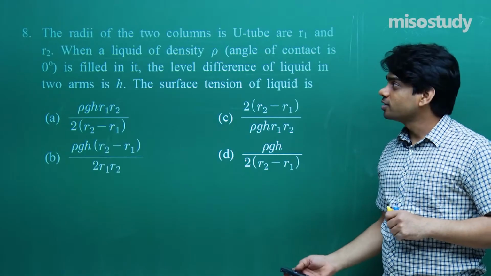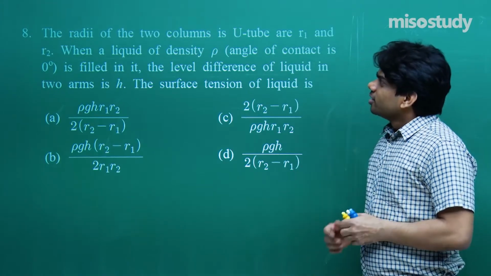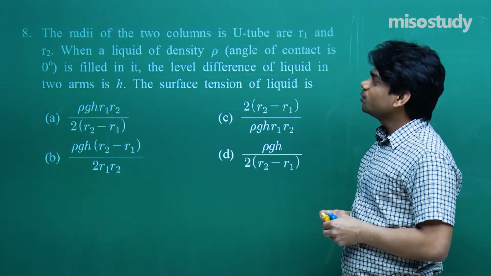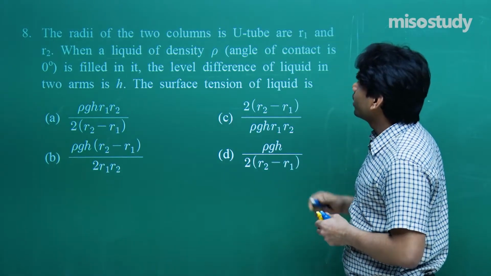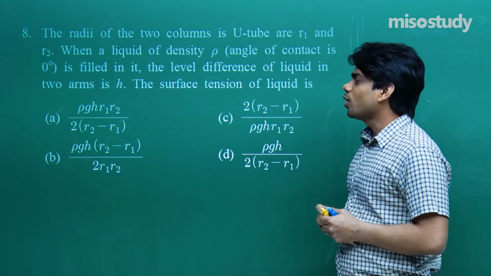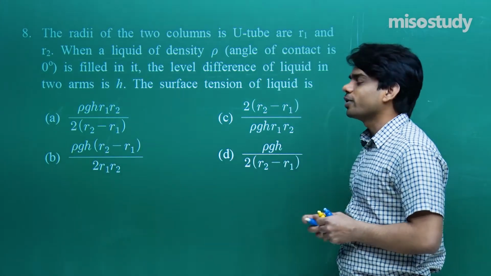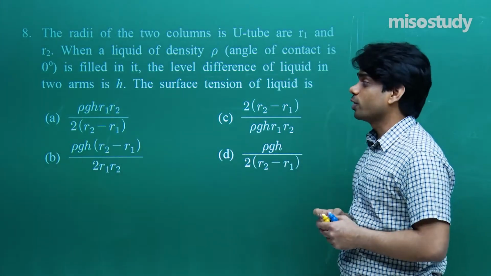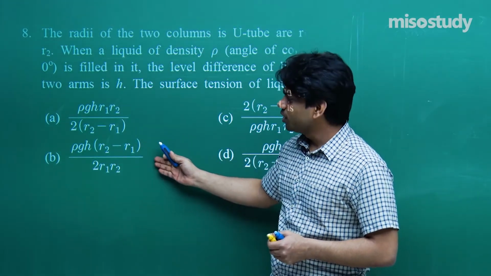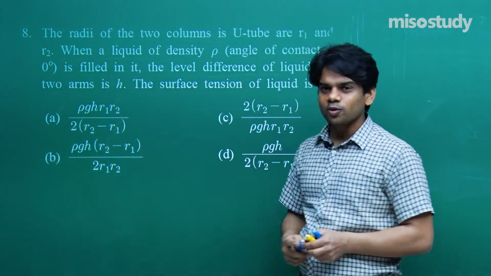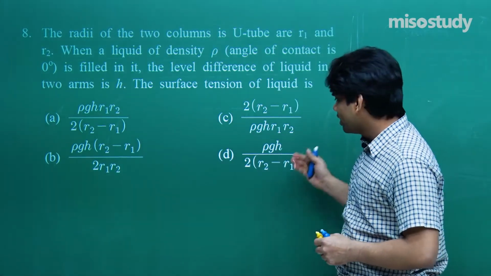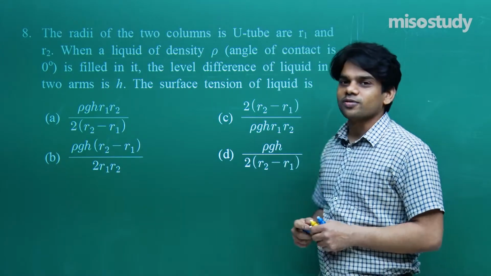Question number 8. The radii of the two columns of a U tube are R1 and R2. When a liquid of density rho, angle of contact 0 degree, is filled in it, the level difference of the liquid in the two arms is h. You need to find the surface tension of the liquid. A: rho gh R1 R2 upon 2 (R2 minus R1). B: rho gh (R2 minus R1) upon 2 R1 R2. C: 2 (R2 minus R1) upon rho gh R1 R2. D: rho gh upon 2 (R2 minus R1).